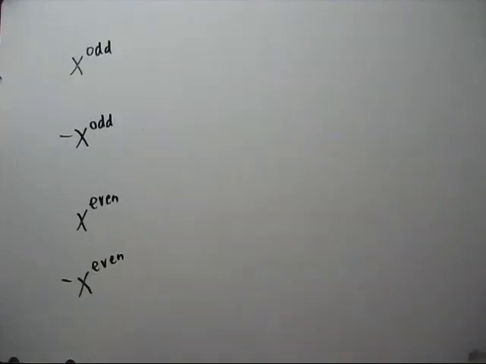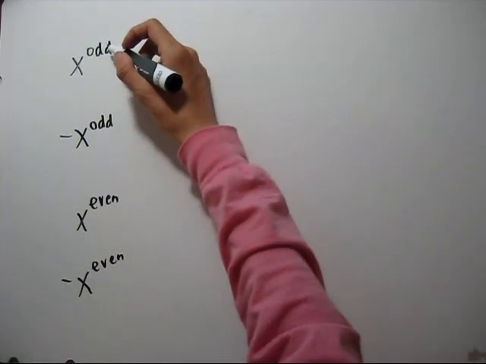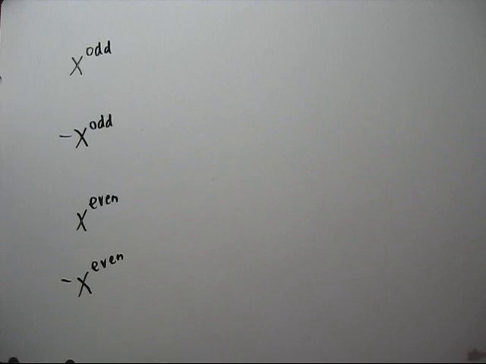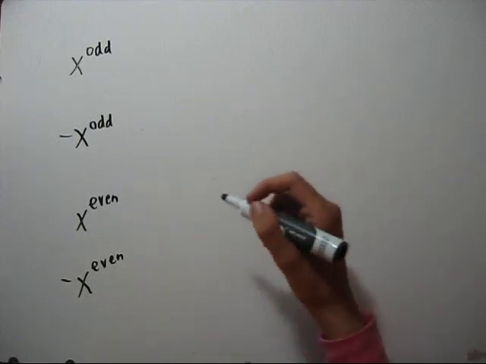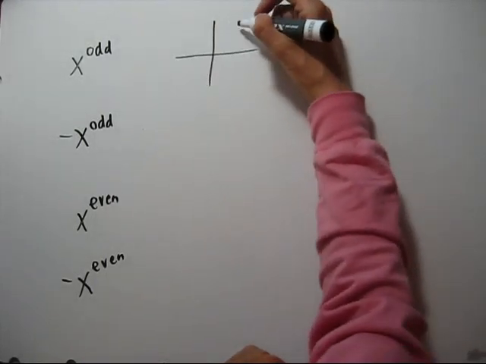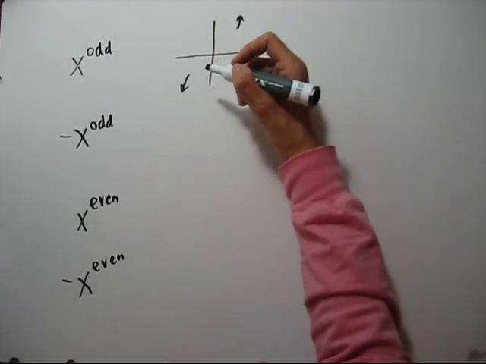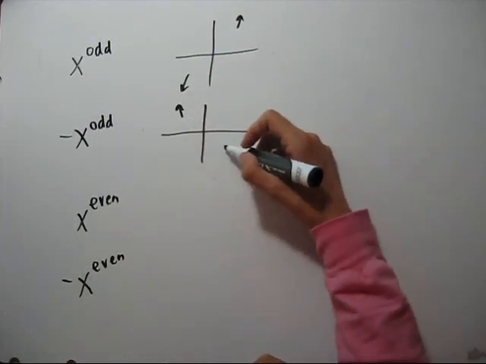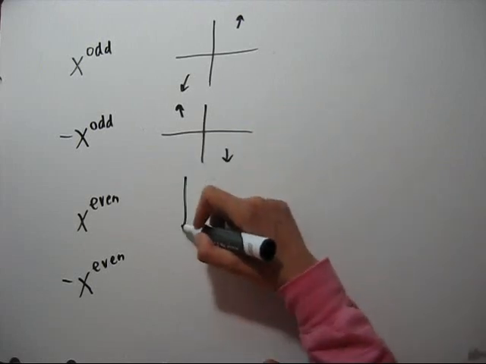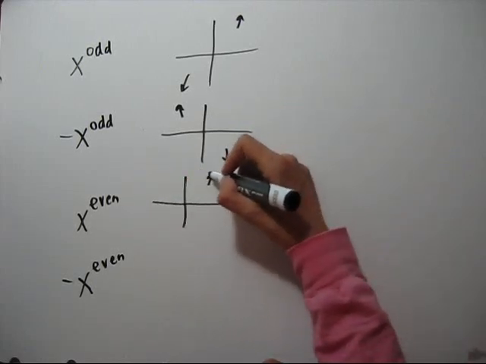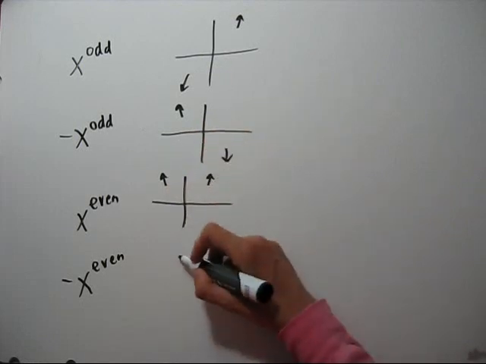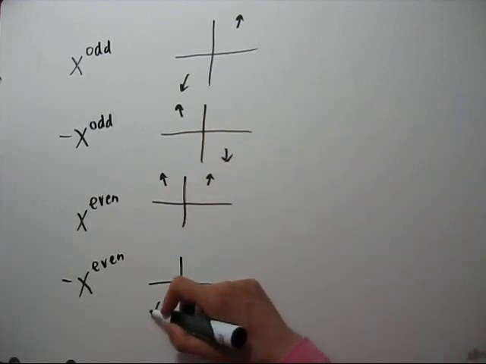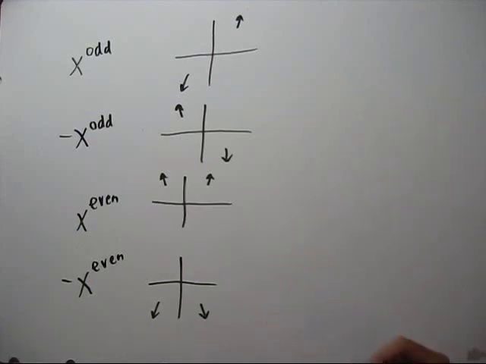So let's generalize. If our degree is odd and our coefficient of that term is positive, then our end behavior is going to look like x cubed. And then if there's a negative coefficient, that'll flip it and it'll look like this. If it's even, it will look like x to the 4th end behavior, and if we have a negative coefficient, it'll be flipped around the x-axis.